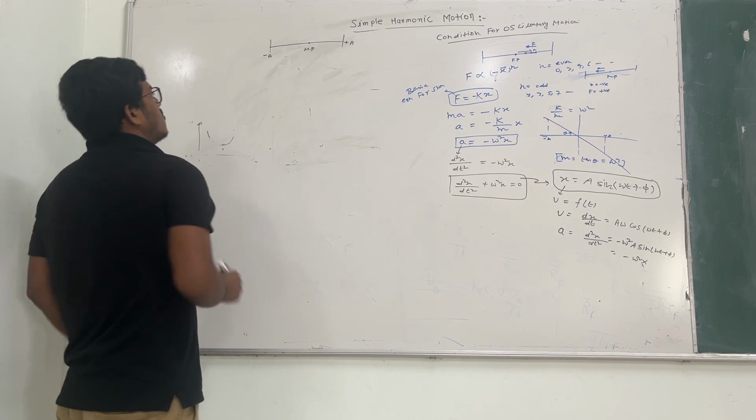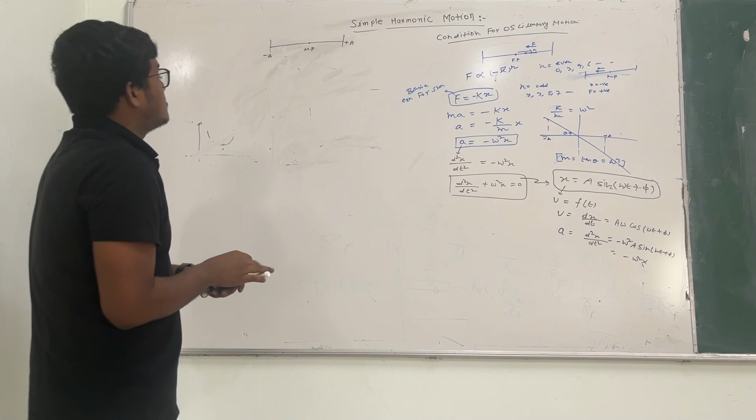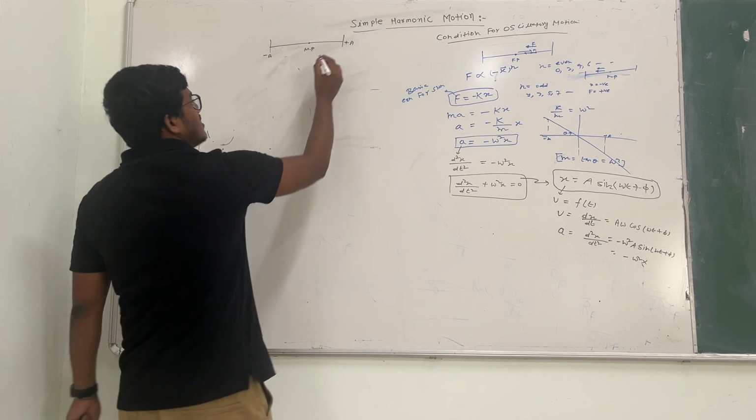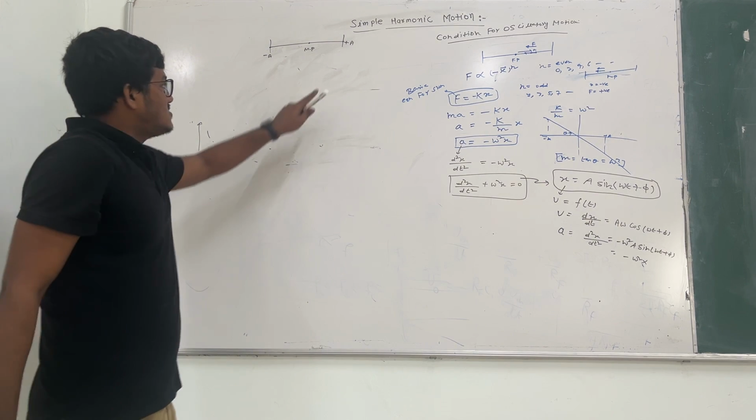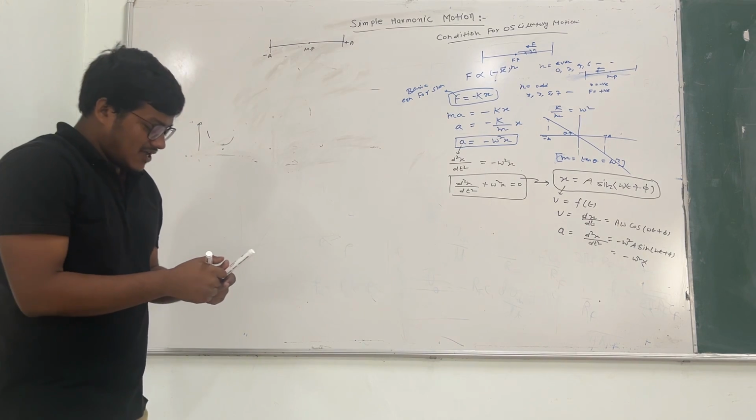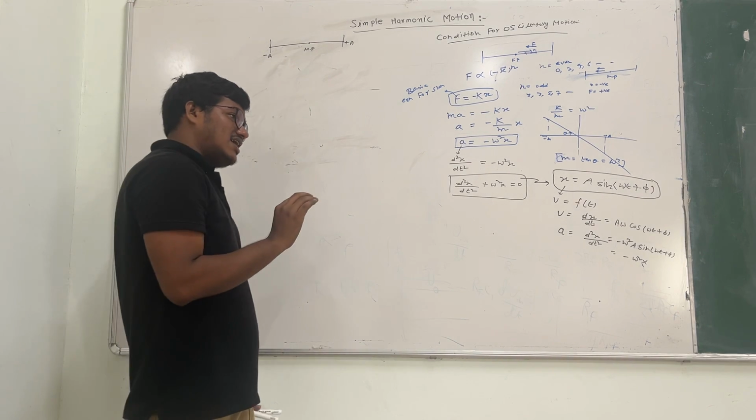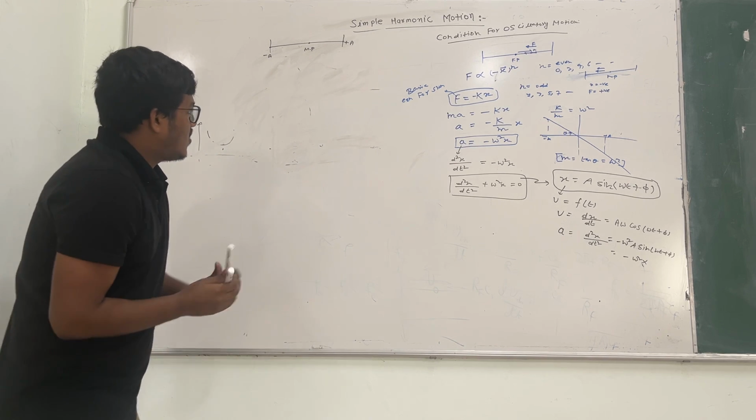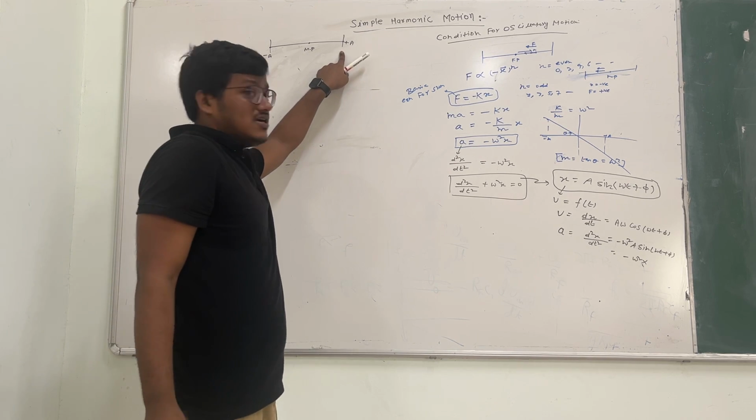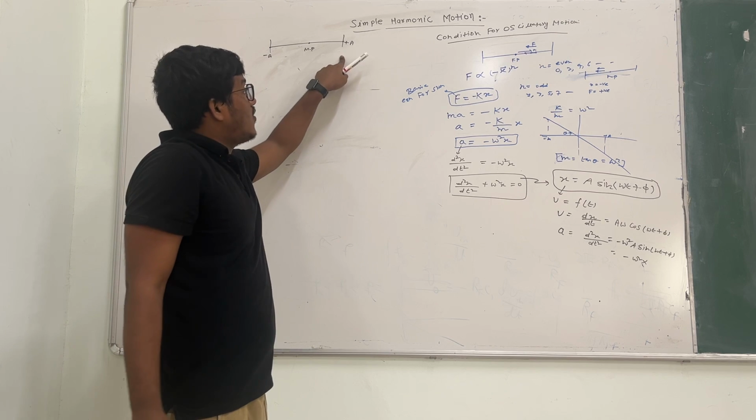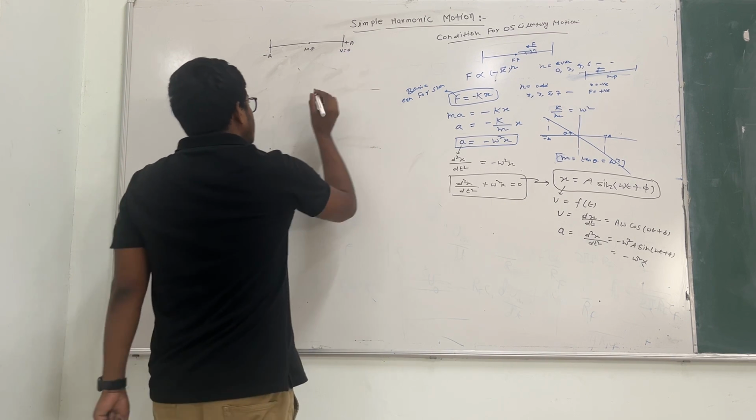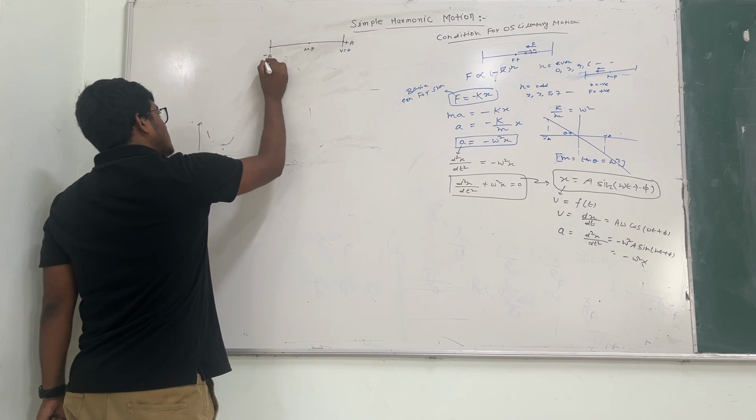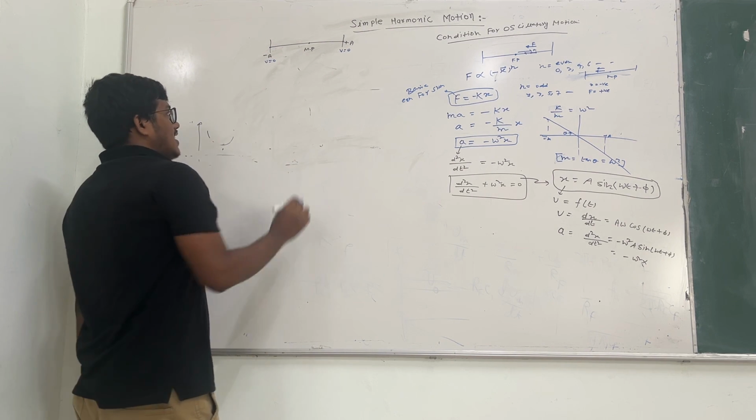So what is happening here? This is the mean position. Now we know that the particle is going up to that region and from there the particle is coming back. In kinematics you have done that if the particle is moving in a straight line and it is turning back, then at the point where it turns, the velocity of the particle must be zero. So at this point the velocity should be zero. From here the particle is also turning back, so at this point the velocity should be zero.